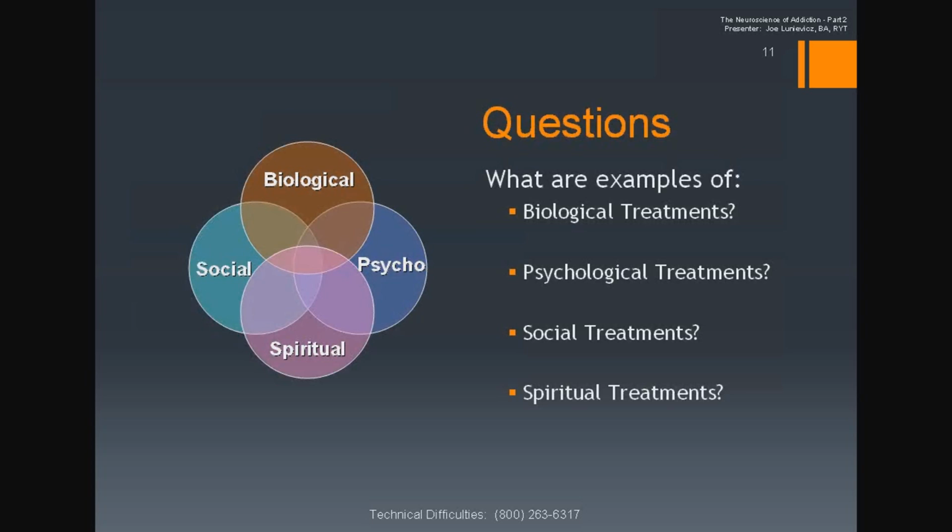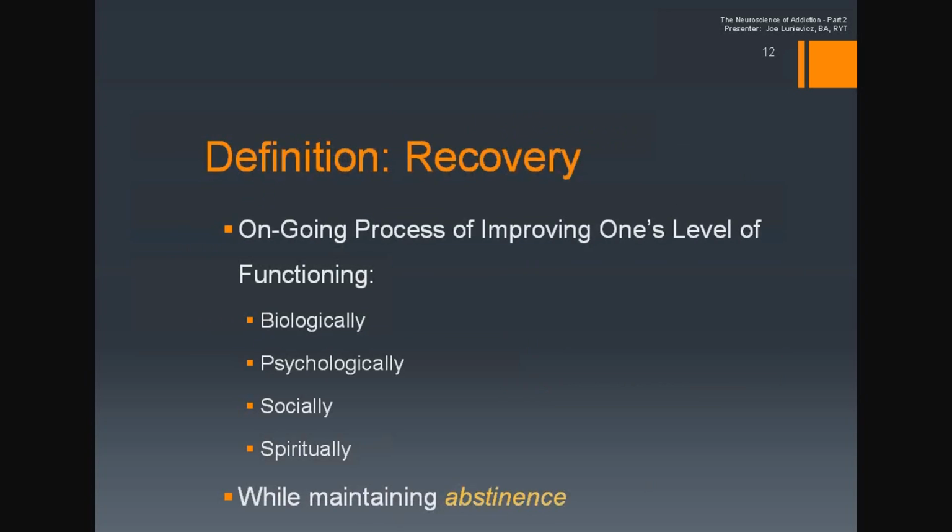Excellent. So these are examples of biological, psychological, social, spiritual treatments, right? And each of them is going to address the reward pathway and rework the pathways to help those dopamine receptors be more fully functioning, so that the prefrontal cortex can modulate itself better. So then, given this, what is our definition of recovery? And how is that going to help us to see the stages of recovery?